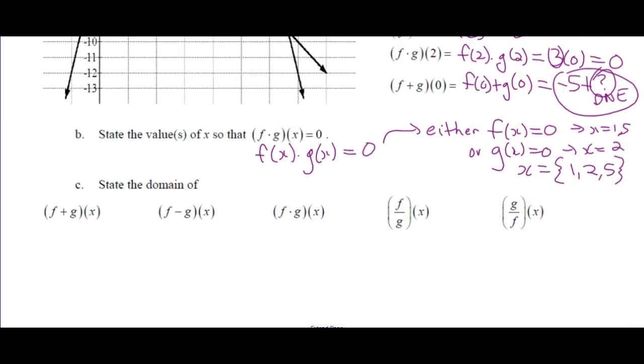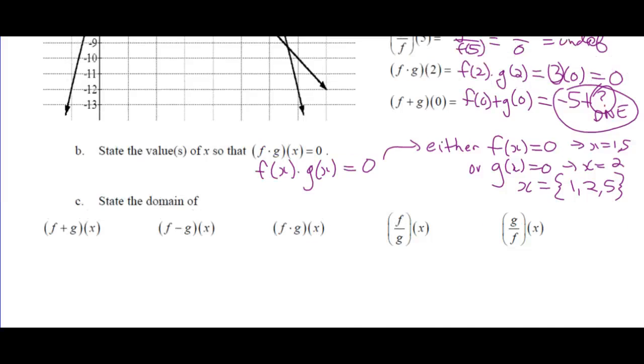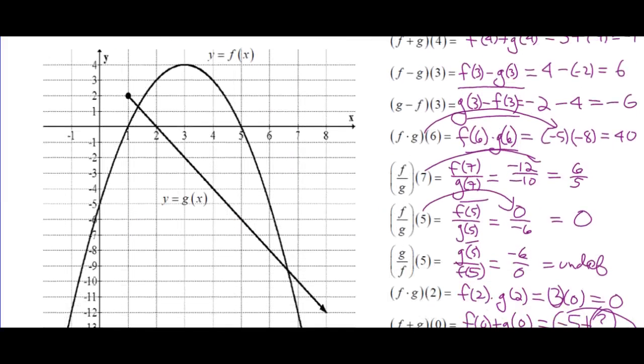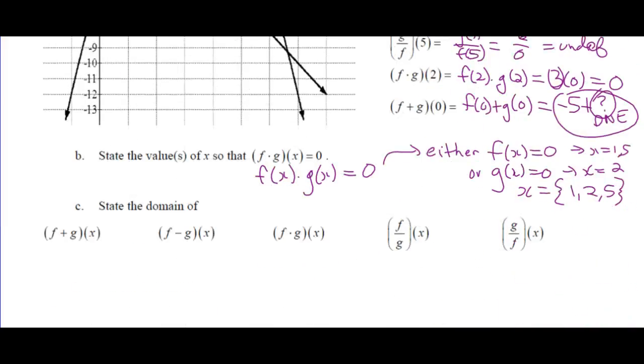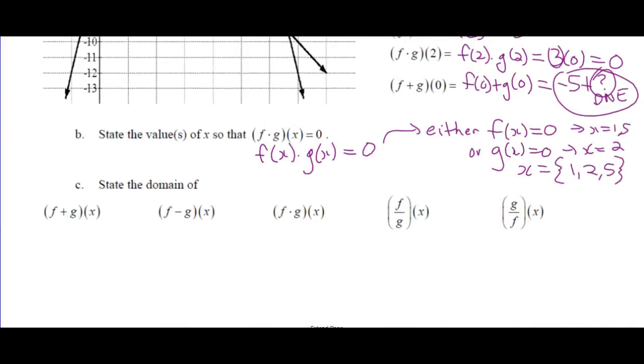State the domain of f plus g of x, which is f of x plus g of x. So x is greater than or equal to 1. That's going to be a common theme in this, because g is only defined when x is greater than or equal to 1. So what if I want to do f minus g of x?